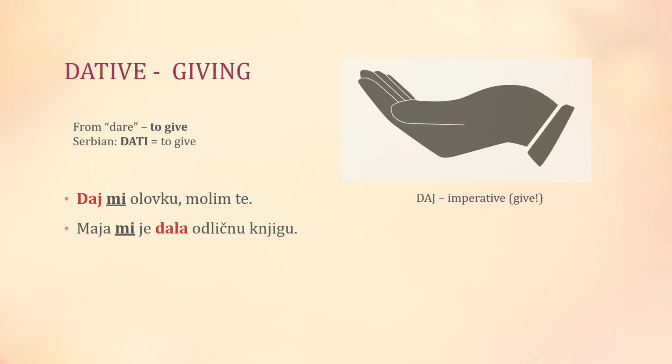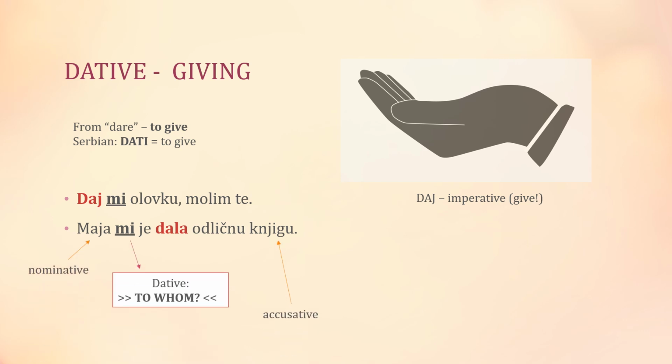Let's take the sentence Daj mi olovku, molim te. It means give me the pencil, please. Daj is the imperative form of dati. It's a request. Daj mi olovku, give me the pencil. The part that's in dative here is mi. So not the person who's giving, nor the object that's being given. It's the person to whom something is being given that's in dative.